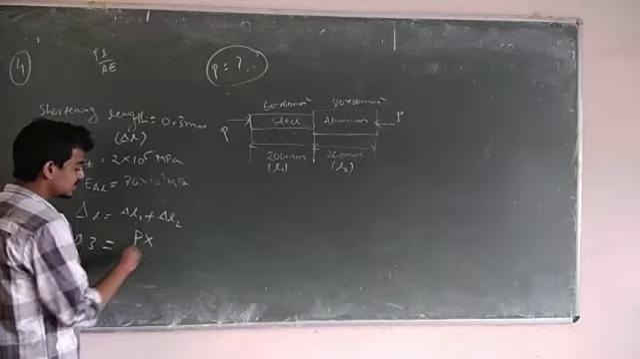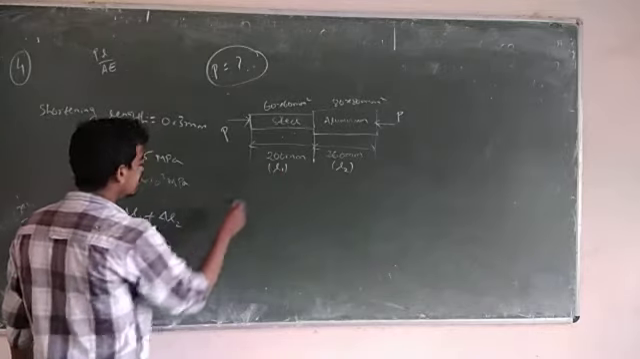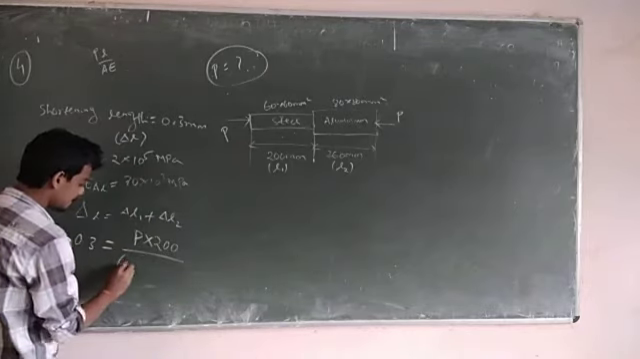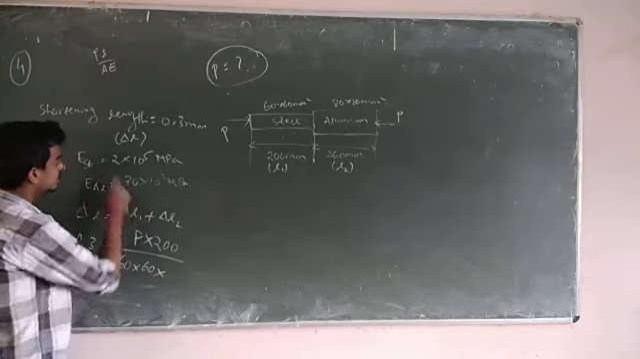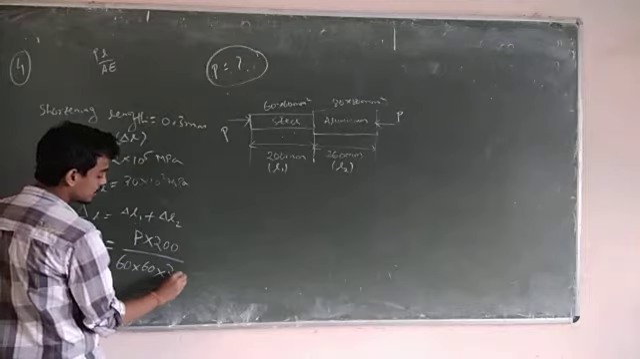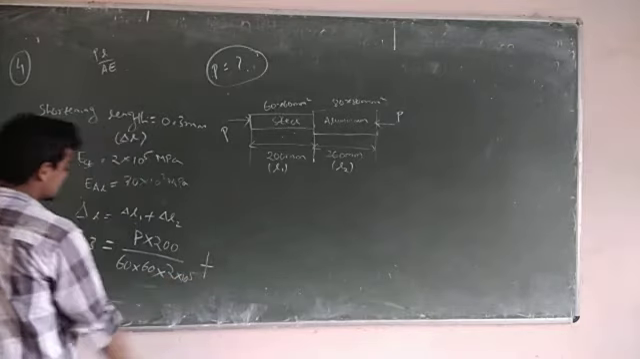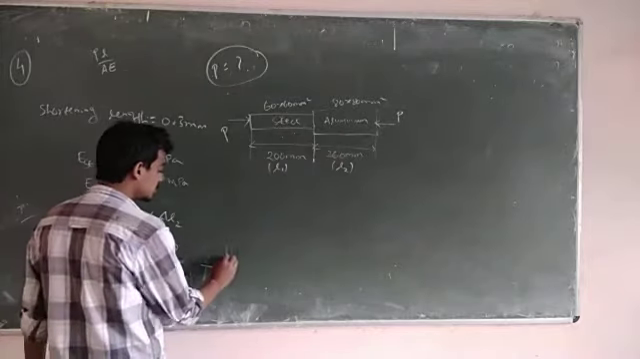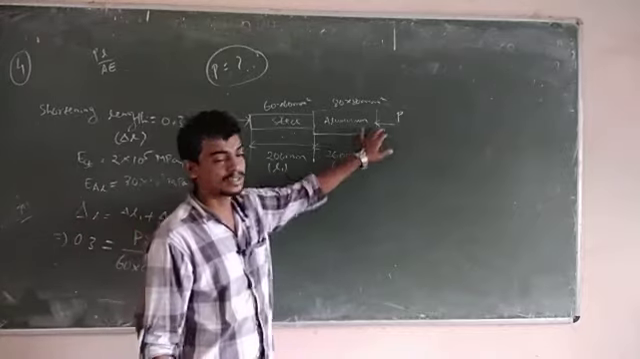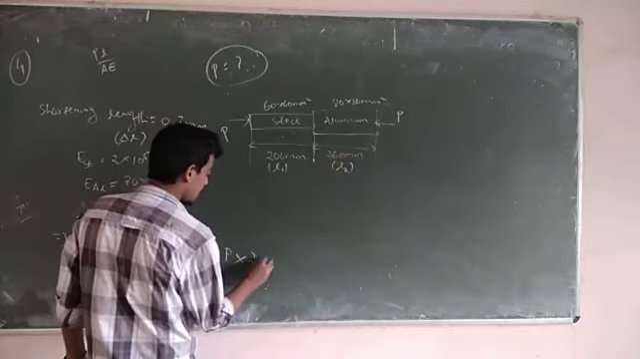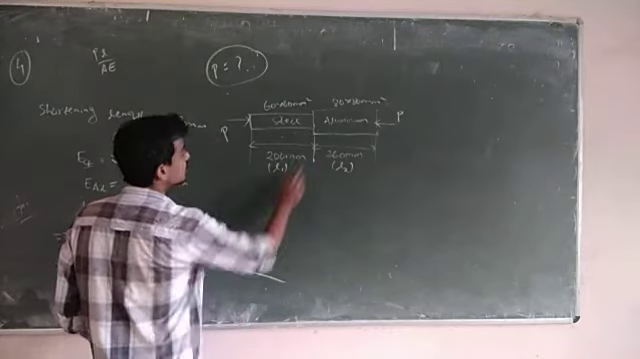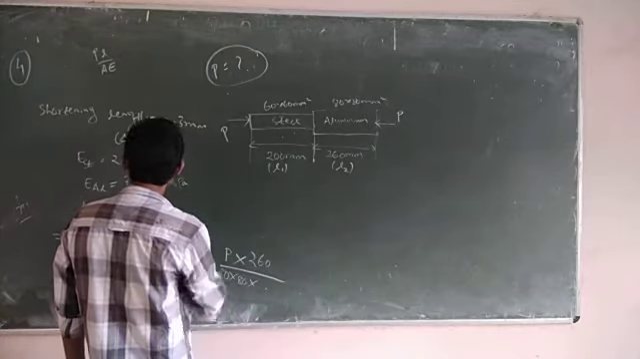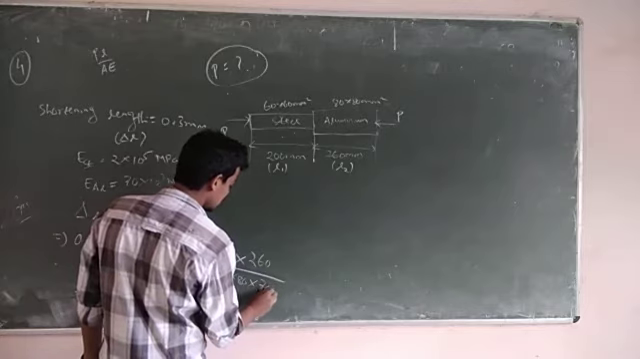P is not given, so I am just putting it like this. Length is 200 mm. Area is given as 60 into 60. Steel modulus of elasticity is given as 2 into 10 to the power 5, plus delta L2, for which I will use the same formula. P is not given, so put it like this. L is 260. Area is 80 into 80. E is given as 70 into 10 to the power 3.